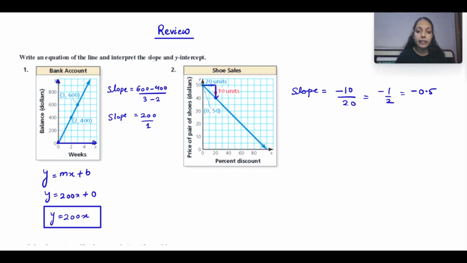And what is the meaning here? The slope: the price of the pair of shoes is decreased by $0.5 for every 1% discount. Okay. And then y-intercept. What is the y-intercept in this case? Y-intercept is 50. So meaning of y-intercept? Without discount, the price of the pair of shoes is $50. It's 50. So let's write the equation.